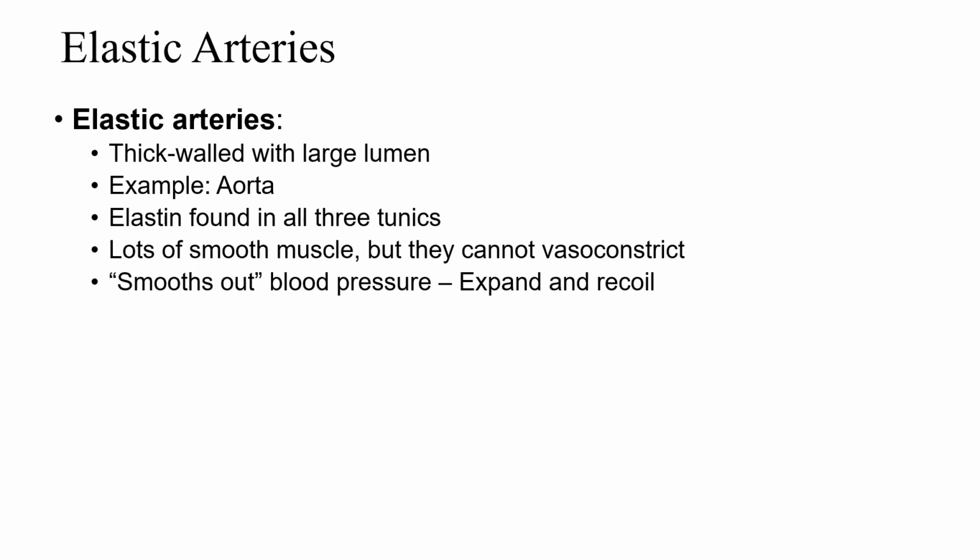So elastic arteries are going to be something like the aorta. They are thick-walled. They have a very large lumen, so allowing for a lot of blood to move through at once. And you have elastin located in all three layers. And so these also have lots of smooth muscle, but they can't vasoconstrict. So it's going to be different from the muscular layers when we actually get there, even though it still has that same type of tissue. The job of elastic arteries is to expand and recoil in such a way that you are smoothing out the blood pressure off of that initial pump from the heart.